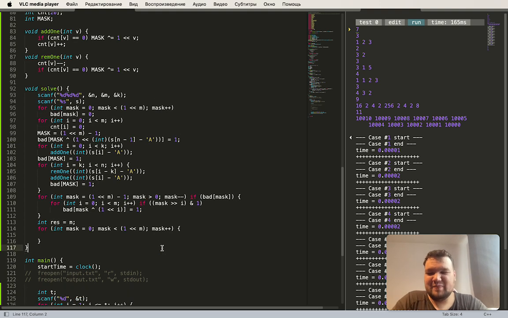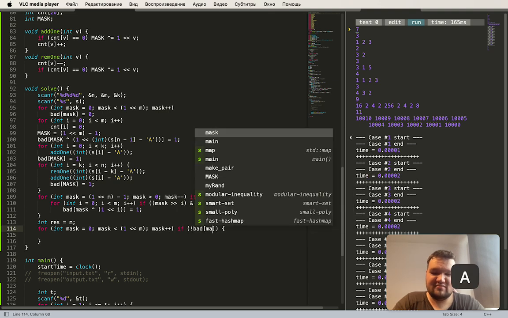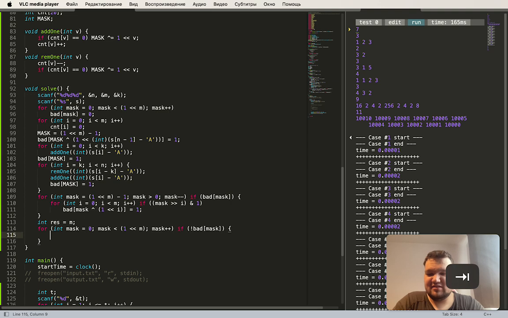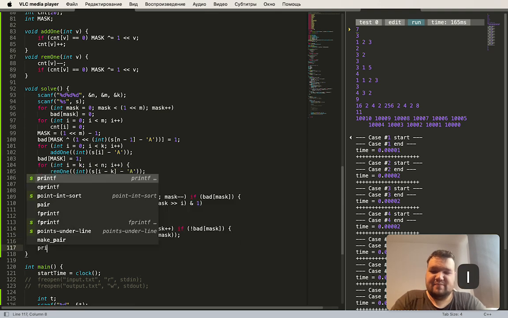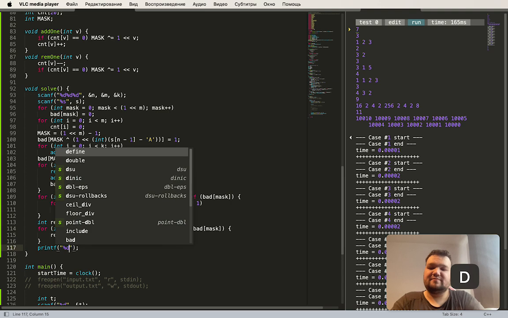Okay, so now if the mask is not bad, it means that it is good, and I should update the answer with the pop count of that mask. We can just use the built-in pop count. And that's it.